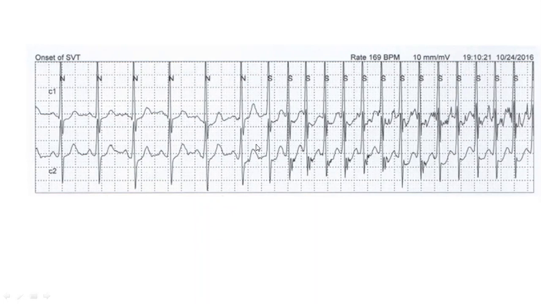How is the onset of this short RP tachycardia happening here? A PAC is coming, but what is happening with the PAC? The PR interval is almost the same as the previous PR. There's no jump, no change, no first degree AV block. One PAC has started this tachycardia, which is a short RP tachycardia, right?